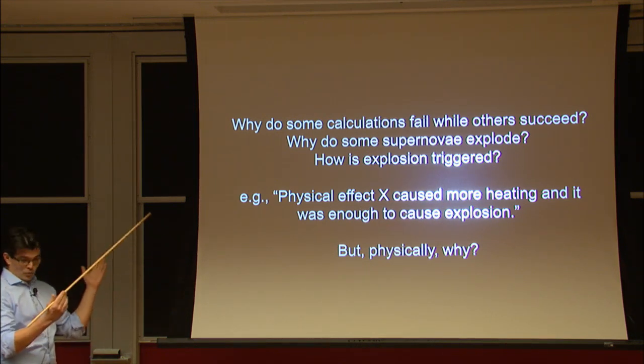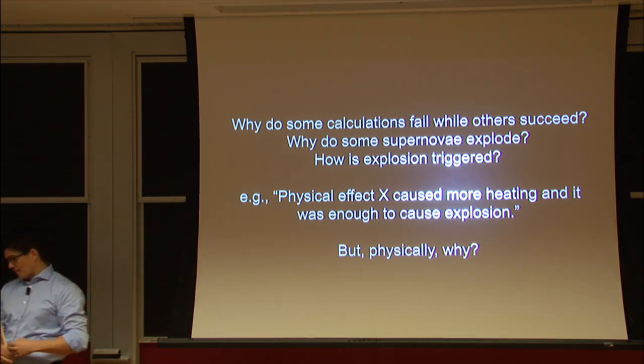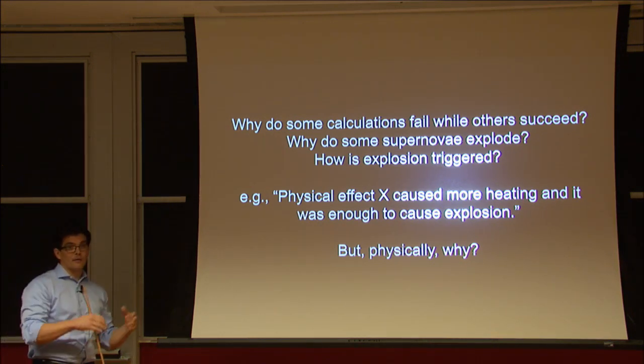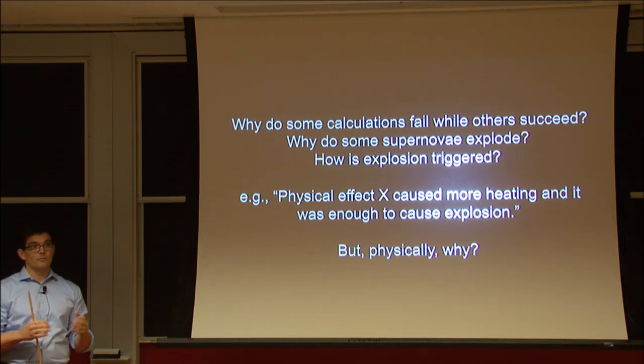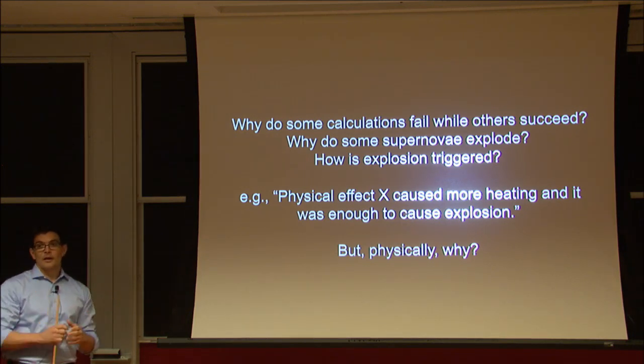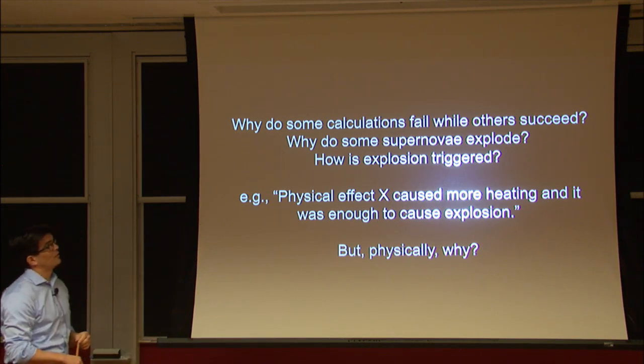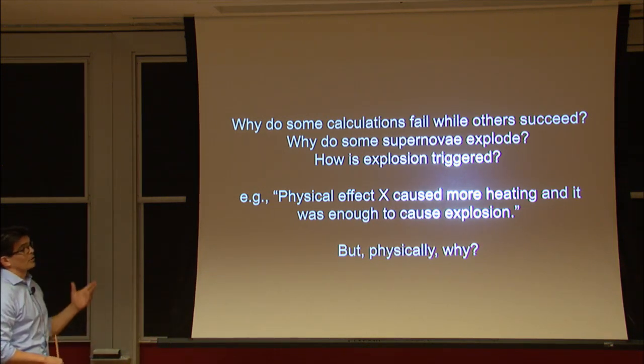In fact, I showed you the one by Vartanyan et al. that explodes, but just the other day there were a bunch of simulations posted by Sean Couch and Evan O'Connor in which many of them, all of them, failed to explode. And yet we observe explosions in nature. And so the thing I was interested in is, why do some calculations fail while others succeed? And why do supernovae explode? Or another way to put it is, how is explosion triggered?